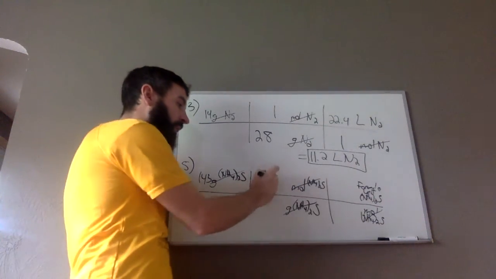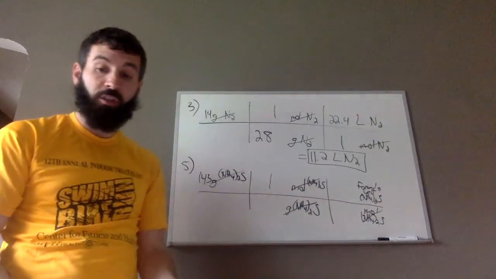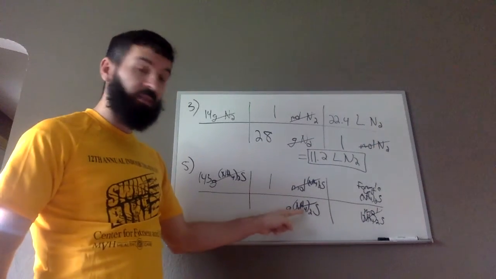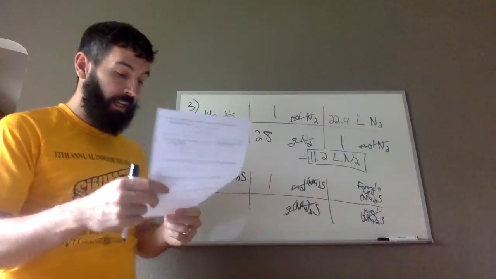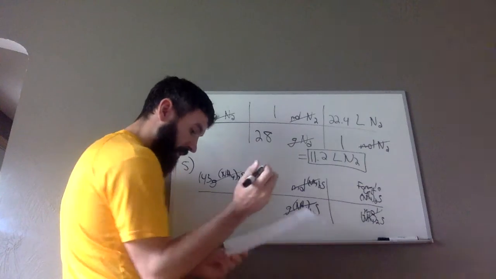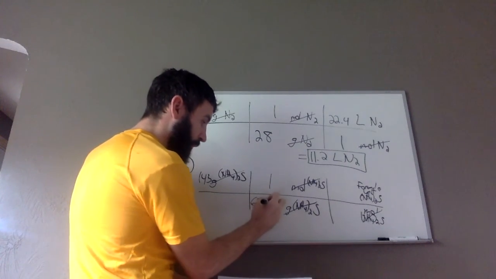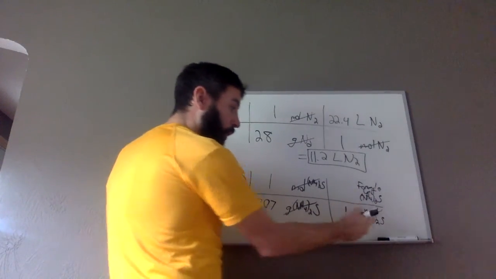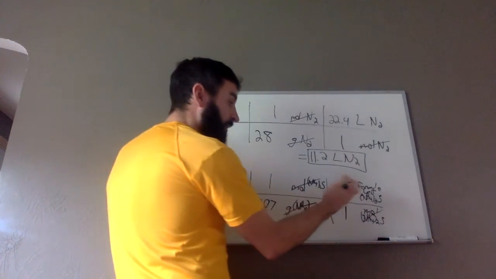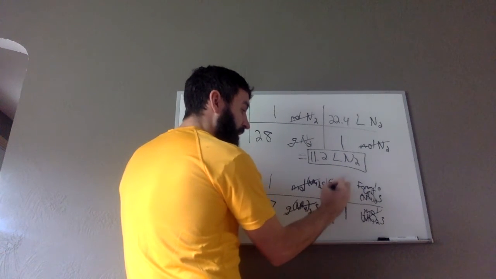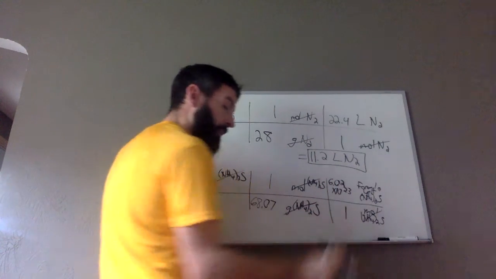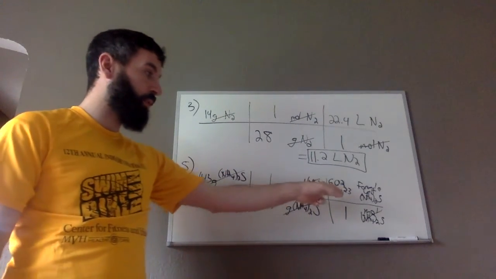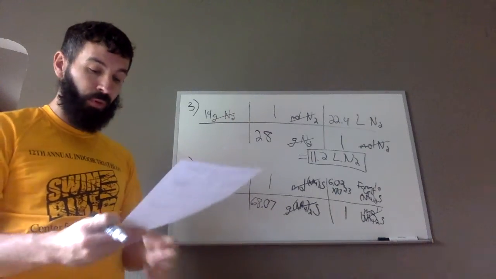Okay, so 1 mole of (NH4)2S weighs how much? Pull out your periodic table, add them all up. 2 nitrogens, 4 hydrogens, and 1 sulfur. And I got 68.07. Okay, and then lastly over here, 1 mole of (NH4)2S is how many formula units? That's that big number, 6.02 times 10 to the 23rd. Okay, so lastly, pull your calculator, 143 times 6.02 times 10 to the 23rd, divided by 68.07.